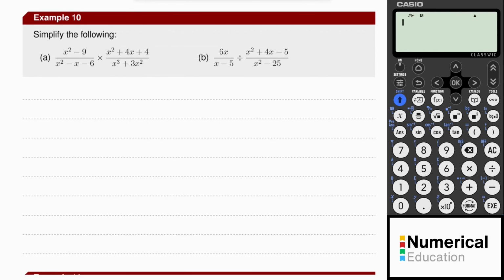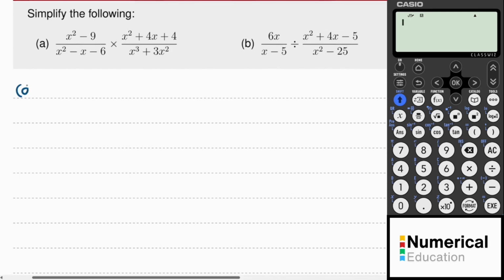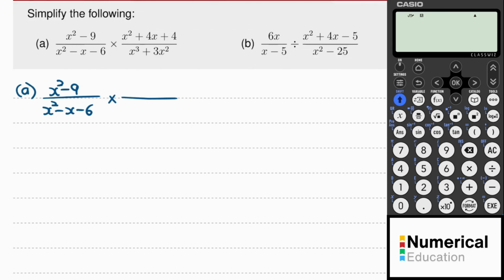So let's move on to question 10 part A. I'm just going to go ahead and rewrite the question down. So we have an x squared minus 9 on the numerator, which resembles a difference of two squares. We have an x squared minus x minus 6, which is a quadratic trinomial, multiplying that by another quadratic trinomial. And then it looks like, if we're going to factorize this part here, it's just going to look like a normal factorization, doesn't it? Right? So anyway, our job here is to factorize things as much as we can.